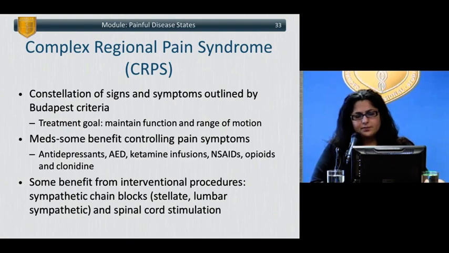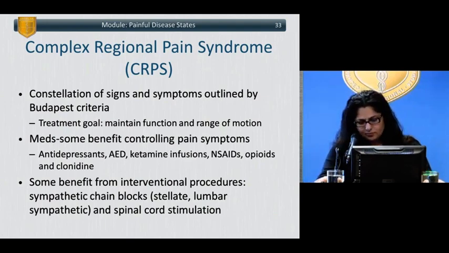About maybe 10 years ago, a group of experts in pain management came together to develop criteria to help physicians identify patients who have complex regional pain syndrome by classifying certain symptoms and signs that can help diagnose CRPS. One of the most important things in patients who have complex regional pain syndrome is to keep that extremity active and functional, because they can quickly lose range of motion and strength, which can result in disuse atrophy if that extremity does not remain functional.